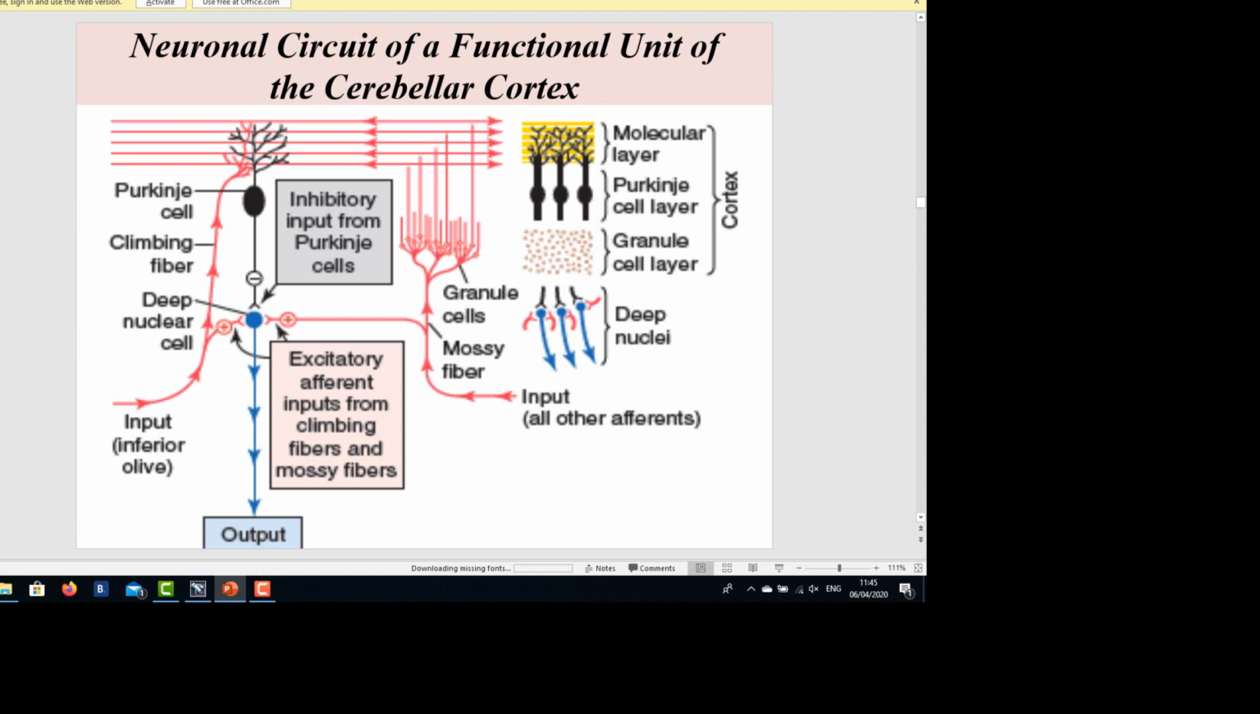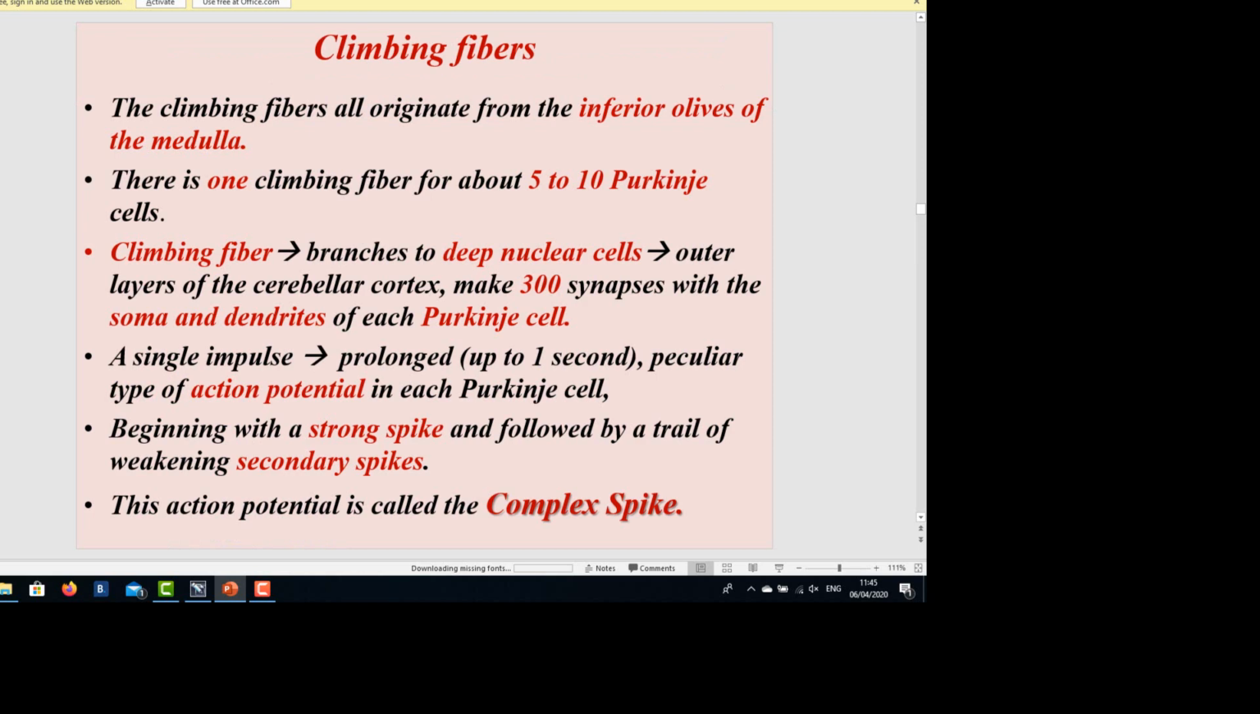You can see the neuronal circuit of a functional unit of cerebellar cortex. The cerebellar cortex has three layers, the molecular layer, Purkinje cell layer, the granule cell layer, and then the deep nuclei. Now the climbing fibers and mossy fibers.